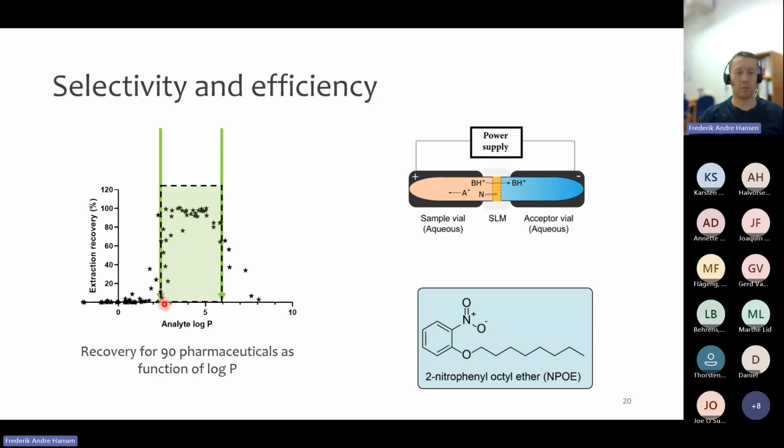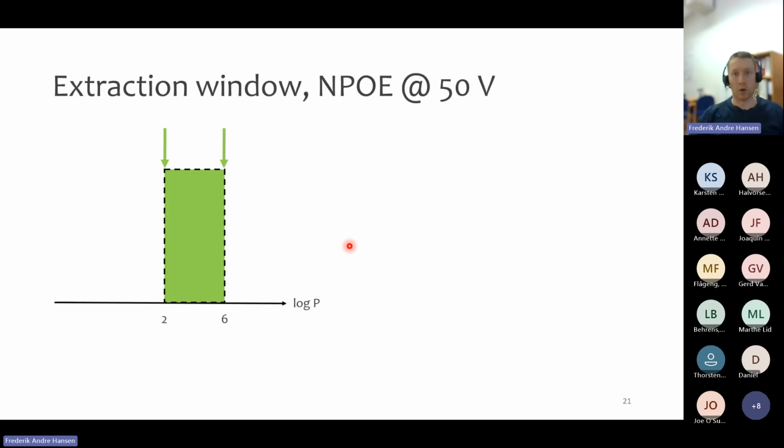When you go towards more hydrophilic substances with a lower log P, these are not extracted, because they are simply too hydrophilic to go into this hydrophobic supported liquid membrane, so they are discriminated. On the other side, when substances get to a certain hydrophobicity, they also are not extracted, because they go very well into the hydrophobic solvent, but they just do not come out again. The interesting thing about this technique is that this extraction window we can modify and play around with.